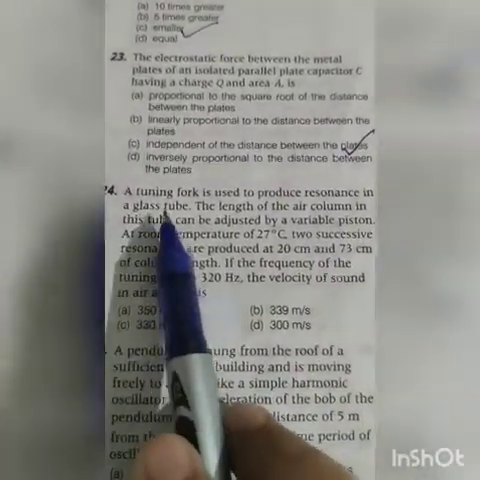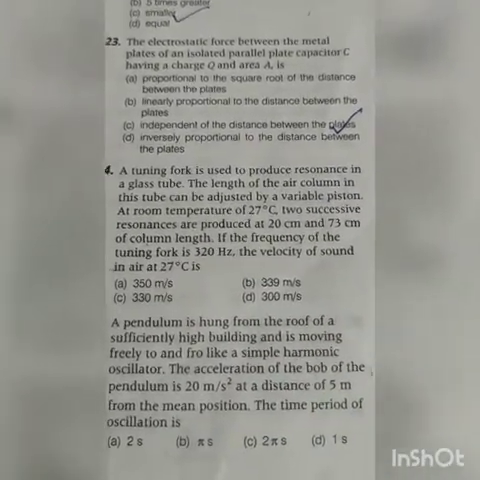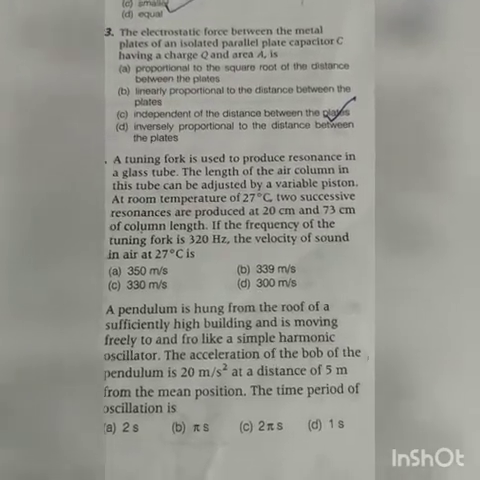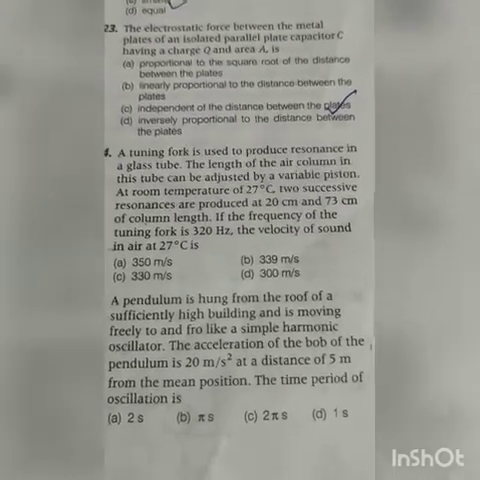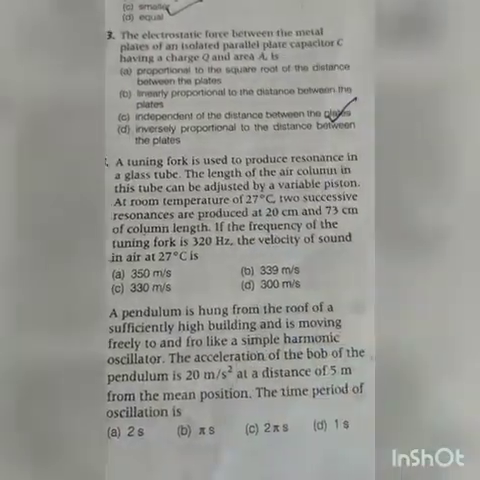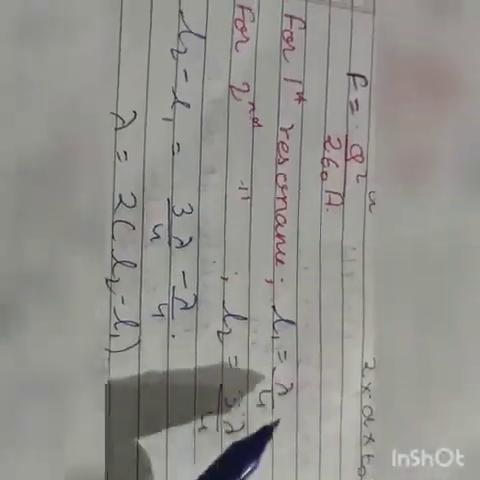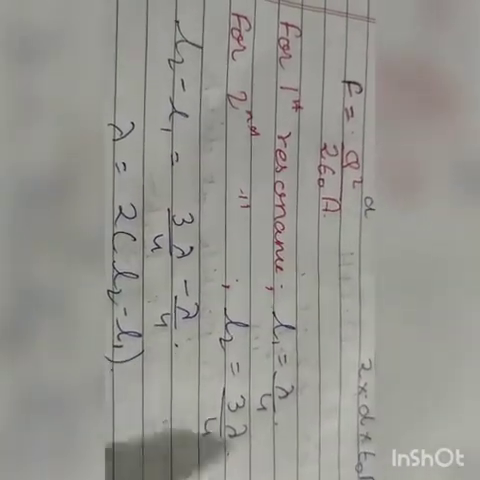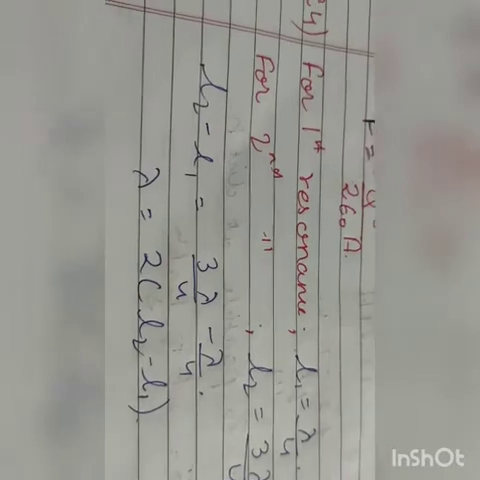Question number 24. A tuning fork is used to produce resonance in a glass tube. The length of the air column in this tube can be adjusted by a variable piston. At the room temperature of 27 degrees Celsius, two successive resonances are produced at 20 centimeter and 73 centimeter of column length. If the frequency of the tuning fork is 320 Hz, the velocity of sound in air at 27 degrees Celsius is... So here for the first resonance our formula is L1 is equal to lambda by 4. Now for the second it comes out to be L2 is equal to 3 lambda by 4. 1, 3, 5, 7, it comes in odd number resonance.